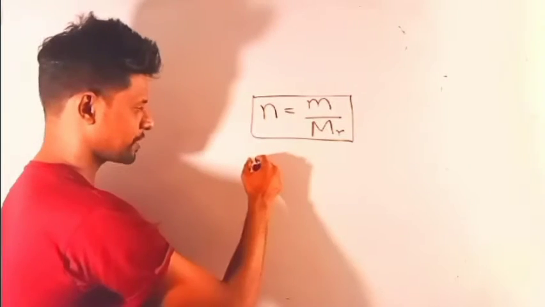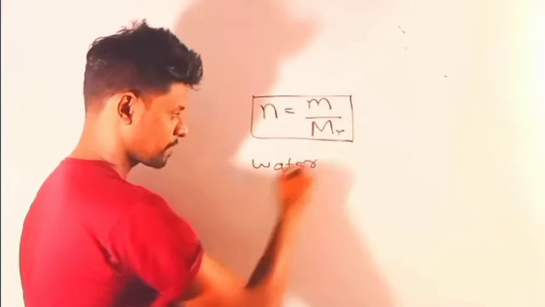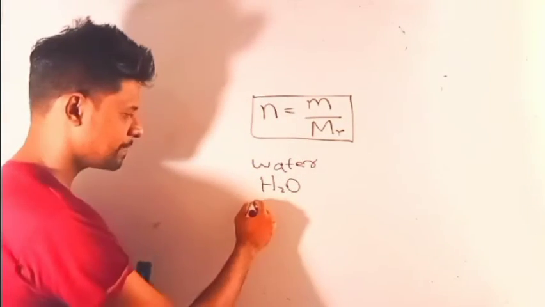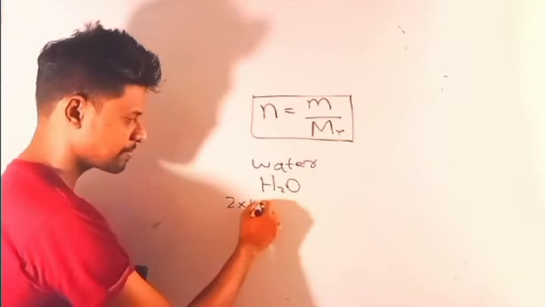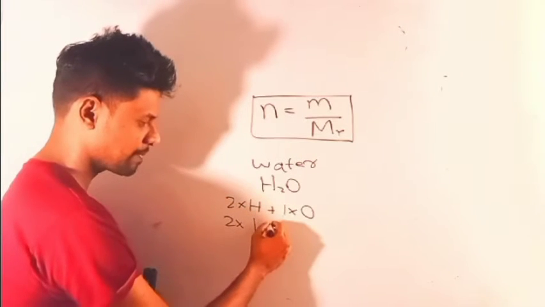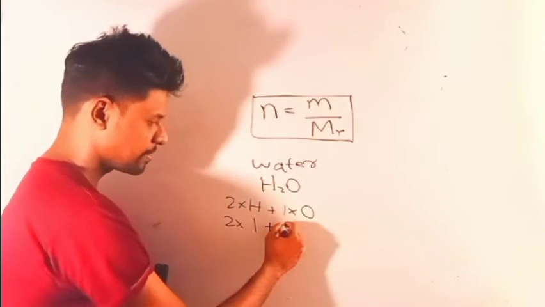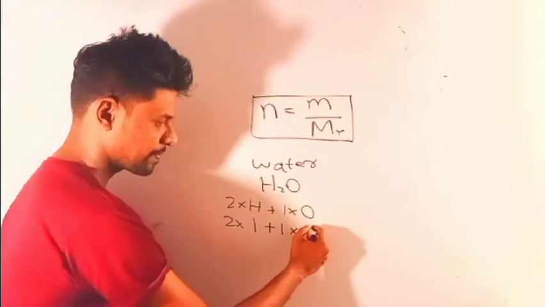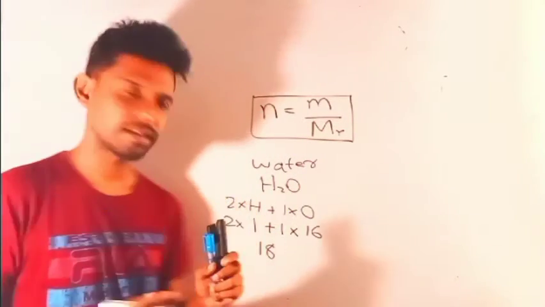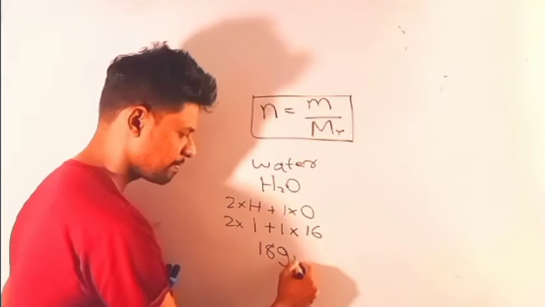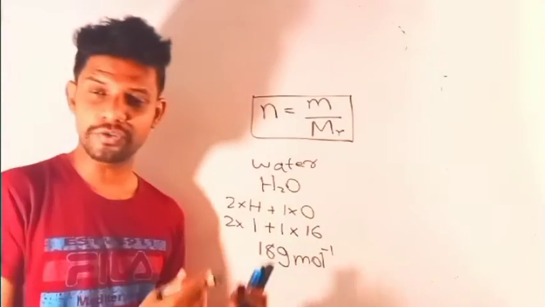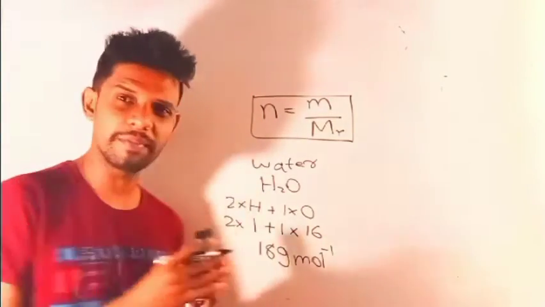Now think about water, H2O. How to find the molar mass of this one? Very simple. There are 2 hydrogens, so 2 times H, plus 1 times oxygen. The atomic mass of hydrogen is 1, and there is only 1 oxygen, which is 16. So the number is 18. As I told you, it's the molar mass, so we take it as grams per mole. I will explain how I got this unit in another video, otherwise this video will be really long.